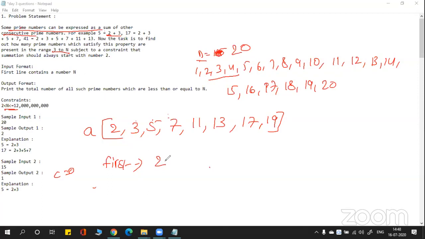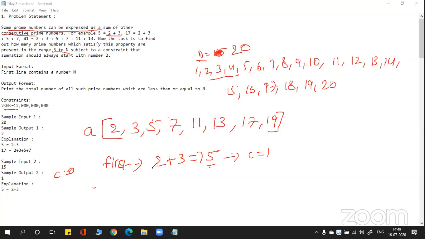So I'll take the first two numbers, 2 plus 3. If I do 2 plus 3, I'll get 5. Whatever sum I am getting should be a prime number. If it is a prime number, then only can I consider it in the count. So 2 plus 3 gives 5. Is it a prime number? Yes. And can it be expressed as a sum of consecutive prime numbers? Yes. So now my count will become 1.